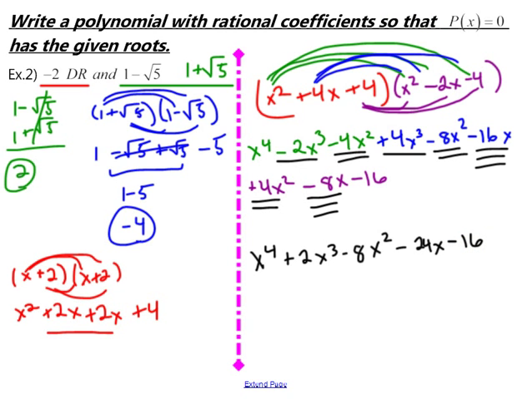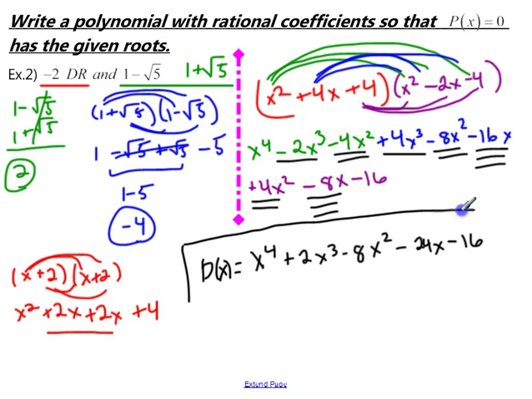Now, the only thing that we're missing for our final answer is to put p of x equals in the beginning. And here is our polynomial function with negative 2 as a double root and 1 minus square root of 5 and 1 plus square root of 5 as the roots. That's it. We'll get in a lot more practice in class, so come with questions.